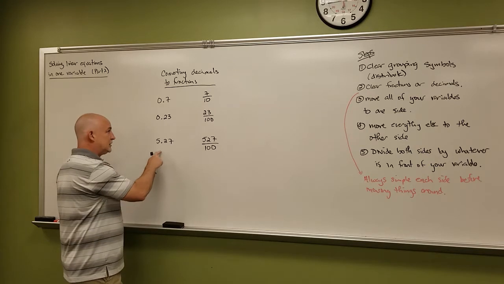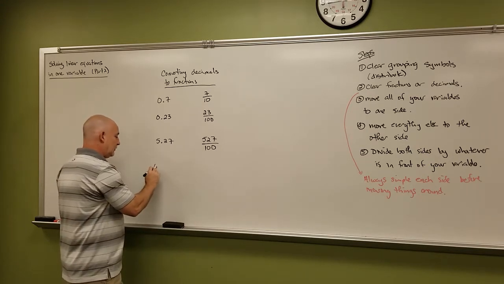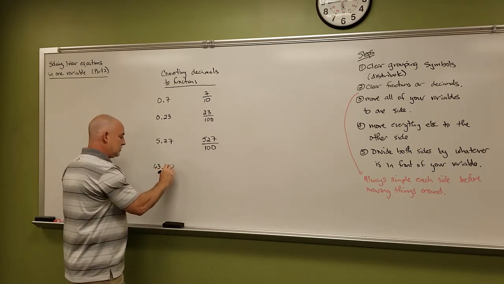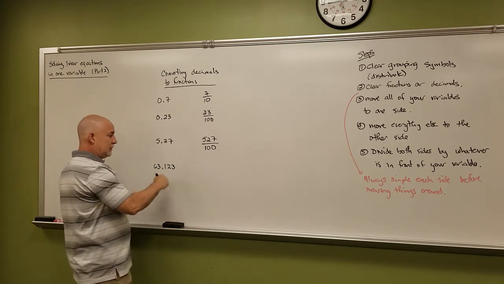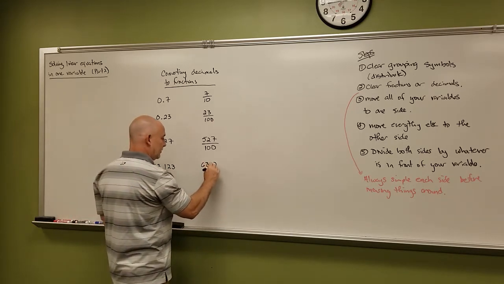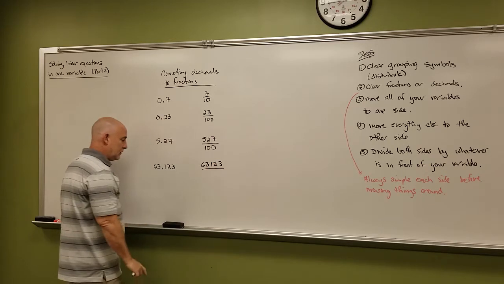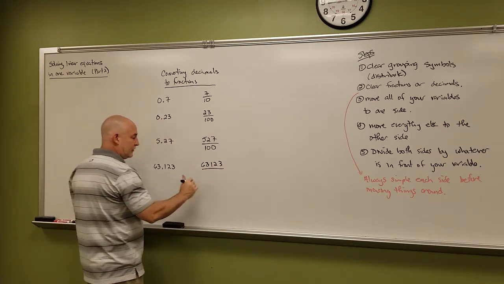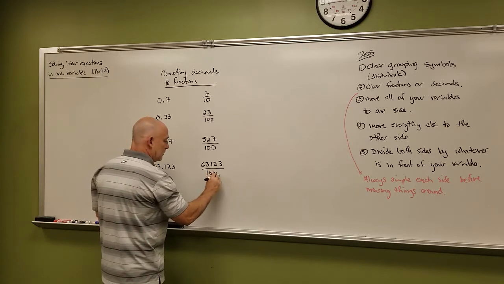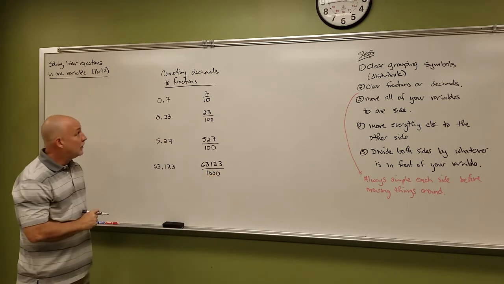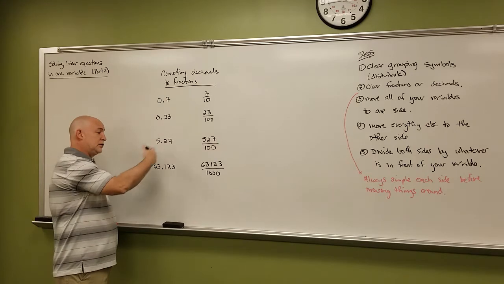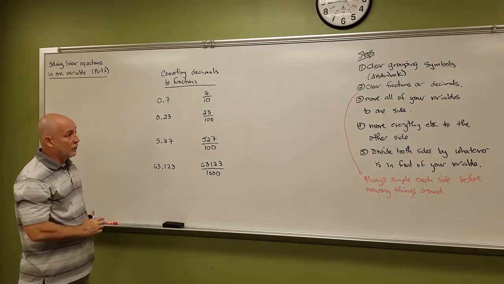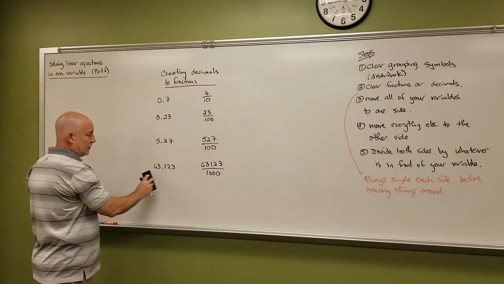Anytime you want to change a decimal to a fraction, so if I had 63.123, write the number without a decimal, so 63123 all over, let's see, the farthest place to the right is the thousandths place, so that will be 1,000. All right, so converting from decimals to fractions is pretty straightforward. We're going to be using that in just a second.